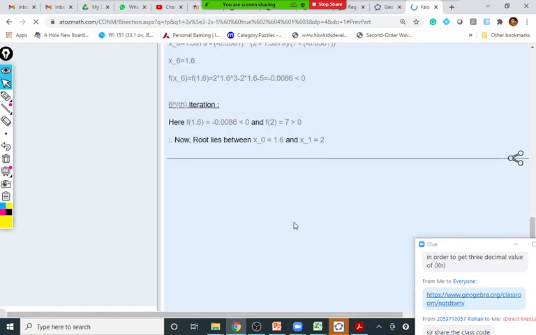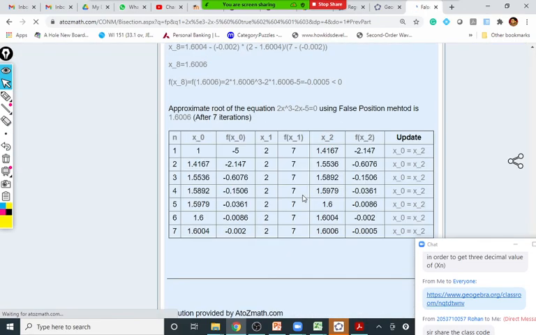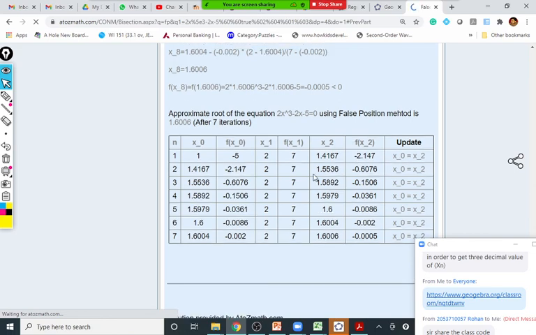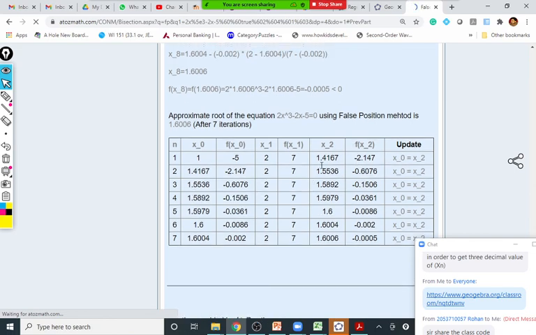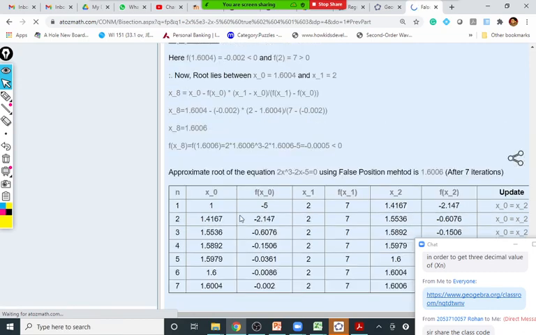GeoGebra is okay because you can see what is happening with the graphs also. That is the main intention. Otherwise here you get only the answer. You get the table. Is it clear here? This one. This way you get a solution there at the end.